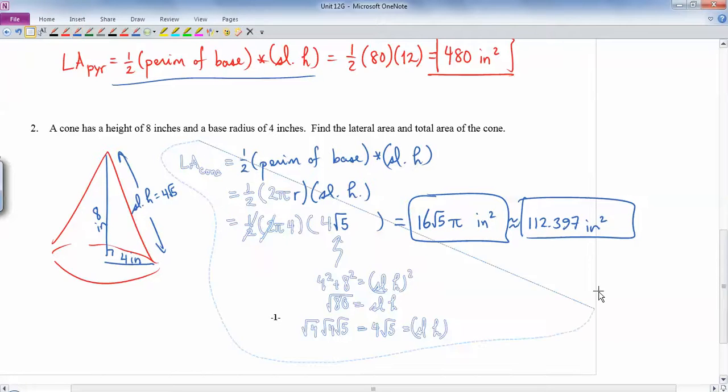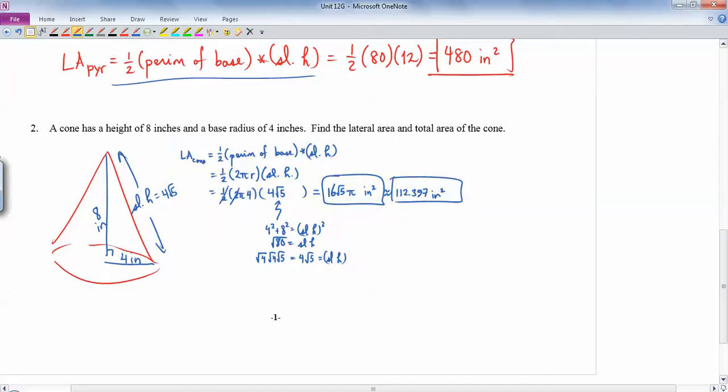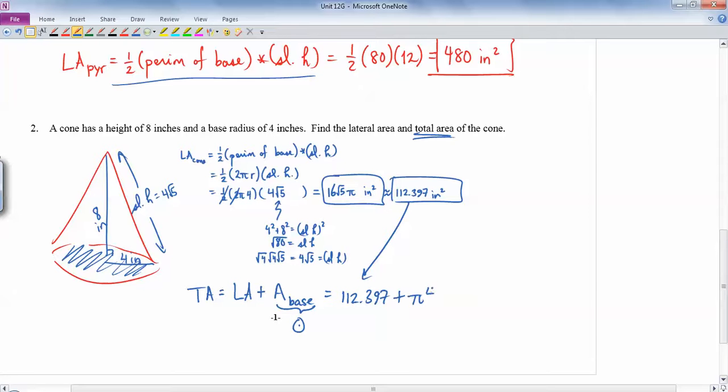Let me shrink this down a little bit. The other thing we needed was the volume. Oh no, total area, sorry. So total area, it's going to be all the walls, which is the lateral area, plus anything else that we haven't counted already, which is really just the bottom of the thing. So the area of the one base. The lateral area we already know is 112.397. And the area of the base, well, it's a circle, so it's going to be pi r squared, pi 4 squared. So that's going to be 112.397 plus 16 pi.